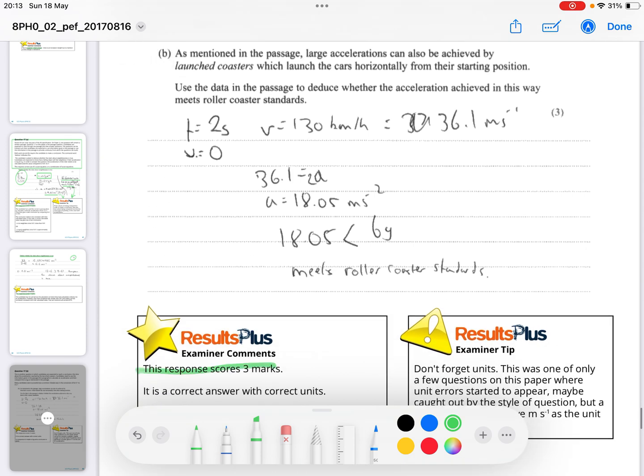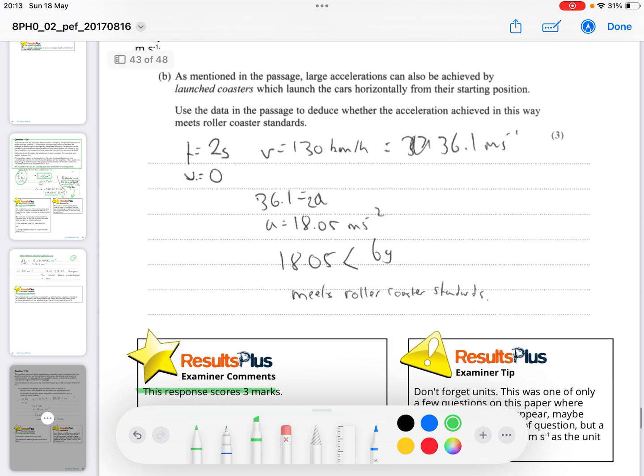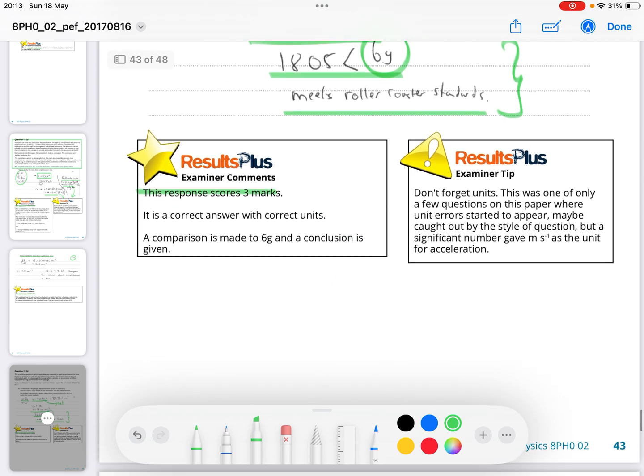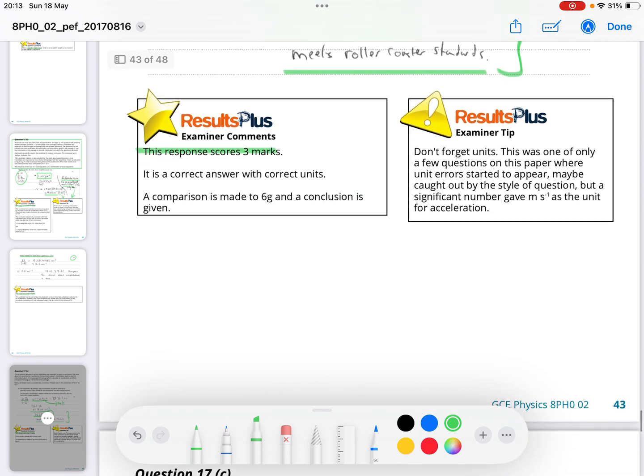This response scores 3 marks, and you can look at it. Again, I don't think it's as good as the first answer. They've got the final velocity, they've got the time, and you need to change this into meters per second, and you'll find the acceleration is going to be 18, which is within the safety limit that they were talking about. So it meets the roller coaster standards because you don't want the acceleration to be greater than 6G. That's what's written there. So have a look at this and see if it helps you to go through your own paper.